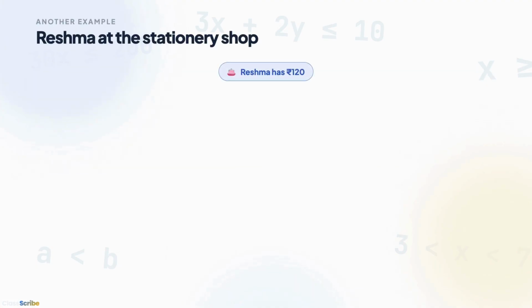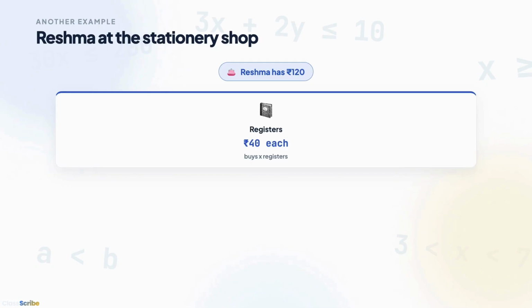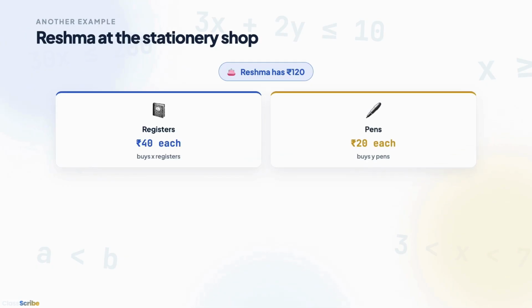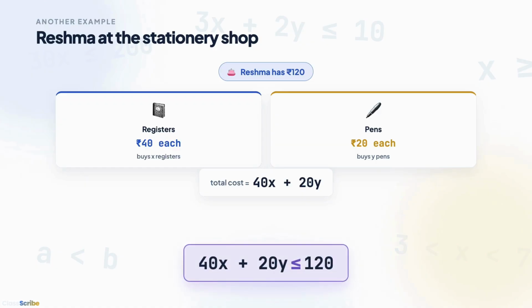Now consider another example. Reshma has 120 rupees. She wants to buy registers costing 40 rupees each and pens costing 20 rupees each. If she buys x registers and y pens, then the total cost becomes 40x plus 20y. Since she cannot spend more than 120 rupees, we write 40x plus 20y is less than or equal to 120.